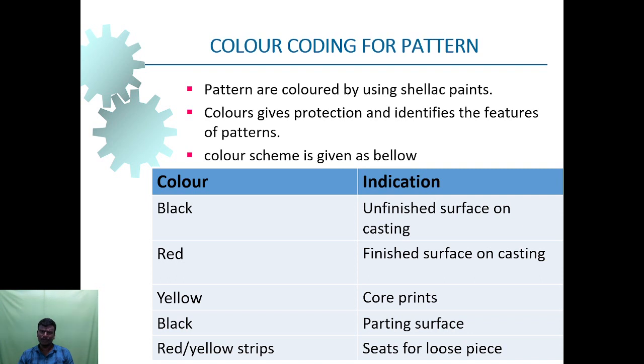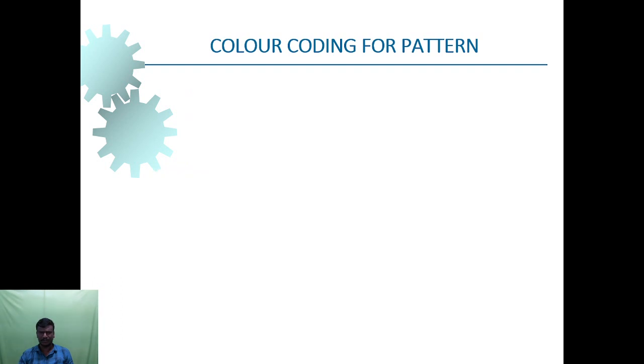And color coding for patterns. Patterns are colored by using shellac paints. The colors give protection and identify the features of the patterns. The color scheme is given as below. Black indicates an unfinished surface on the casting. Red indicates a finished surface on the casting. Yellow indicates core prints. Black also indicates the parting surface, and red and yellow stripes are used for loose pieces.